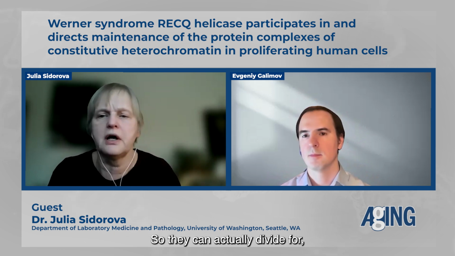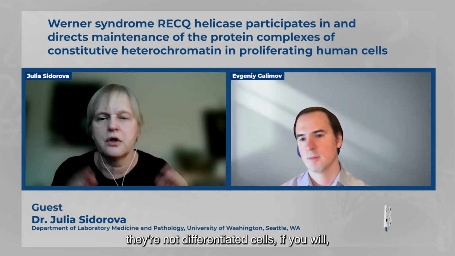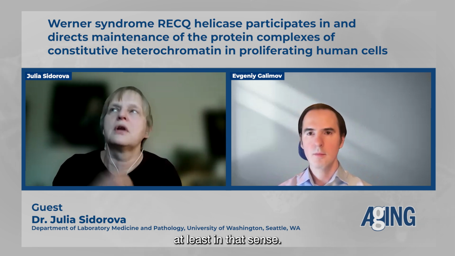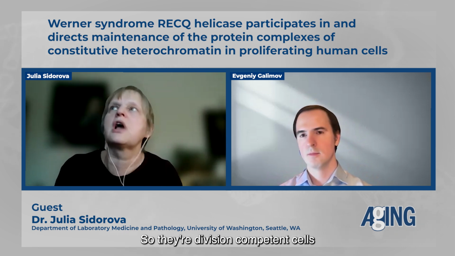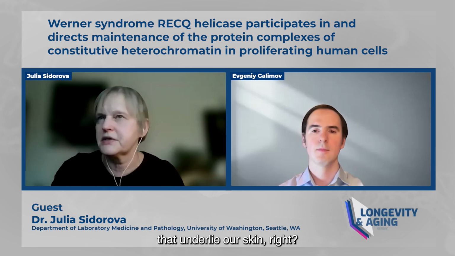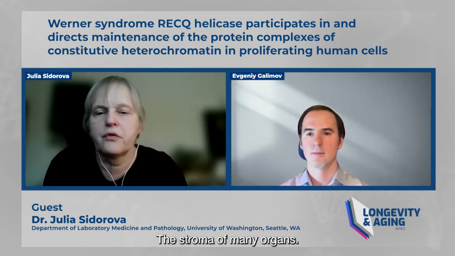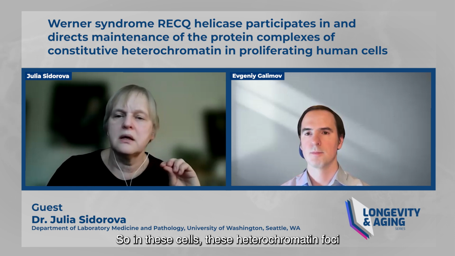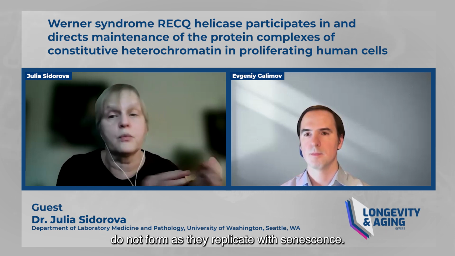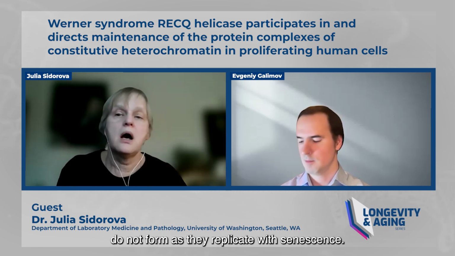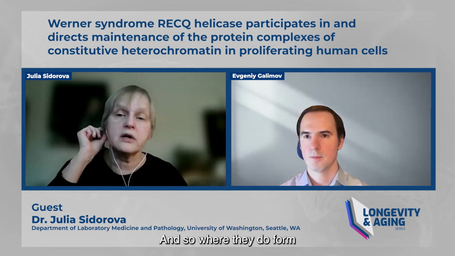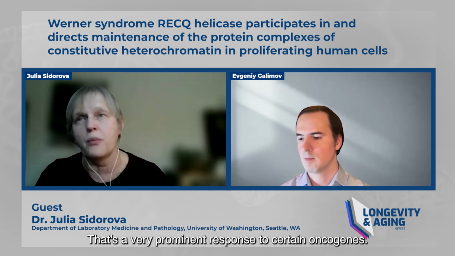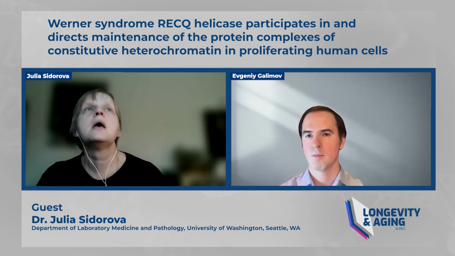They can actually divide, they're not differentiated cells, if you will, at least in that sense. So they're division competent cells that underlie our skin, right? The stroma of many organs. In these cells, these heterochromatin foci do not form as they replicatively senesce. Where they do form is in oncogene-induced senescence, this very prominent response to certain oncogenes.